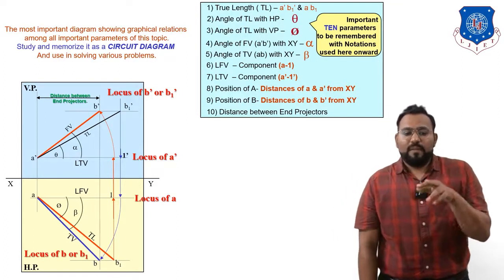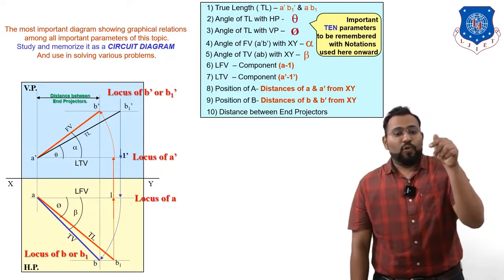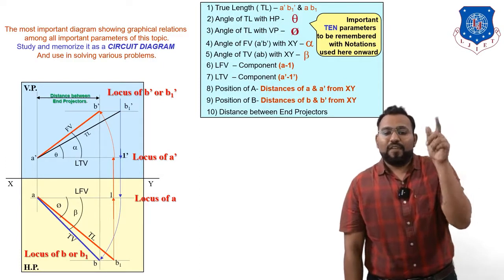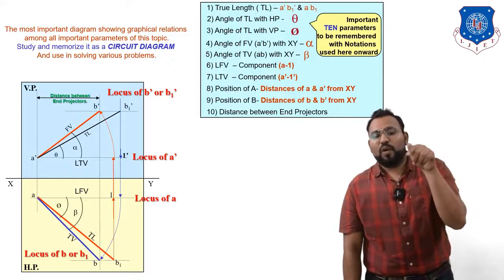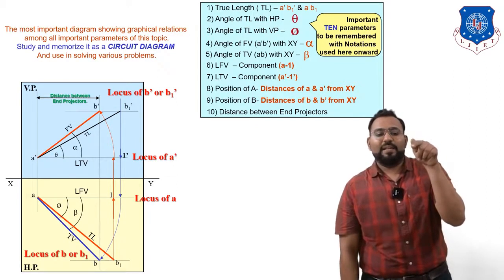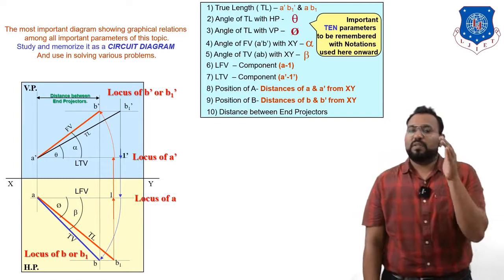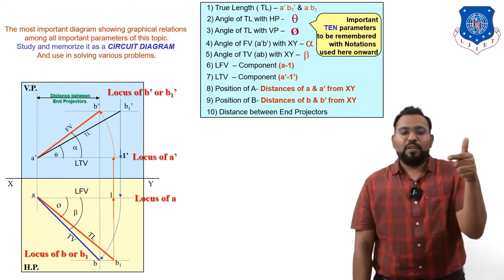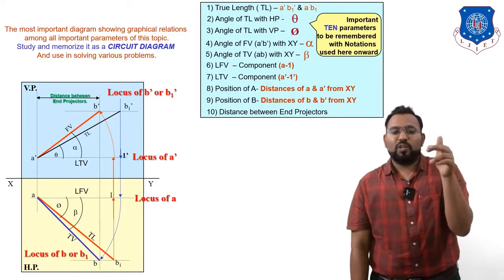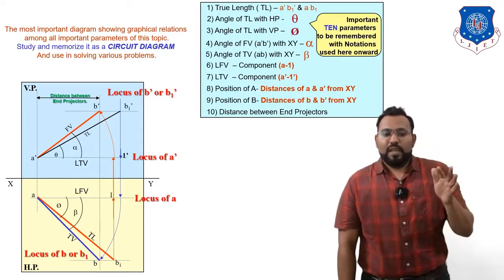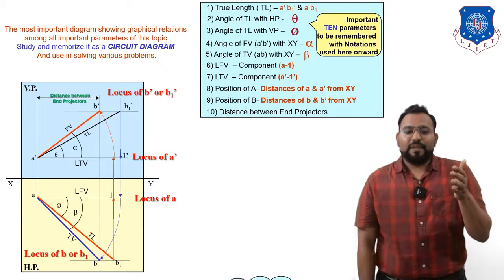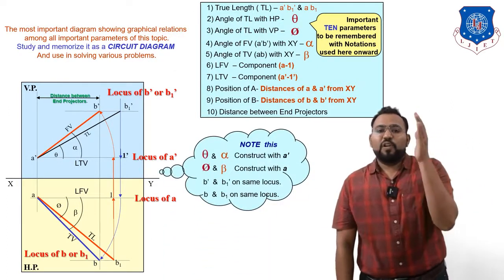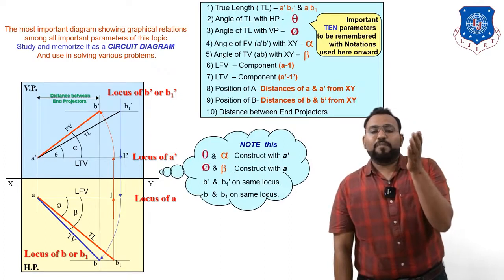Now in the same way, you can see that the true length in top view is AB1, which is making an angle phi with the XY line, and the top view AB is making an angle beta with the XY line. So you have to just remember this thing. Then you have to remember that the length of the top view is equal to A1' and the length of the front view is equal to A1. Also you have to remember that we draw angles theta and alpha at point A', and we draw angles phi and beta at point A.